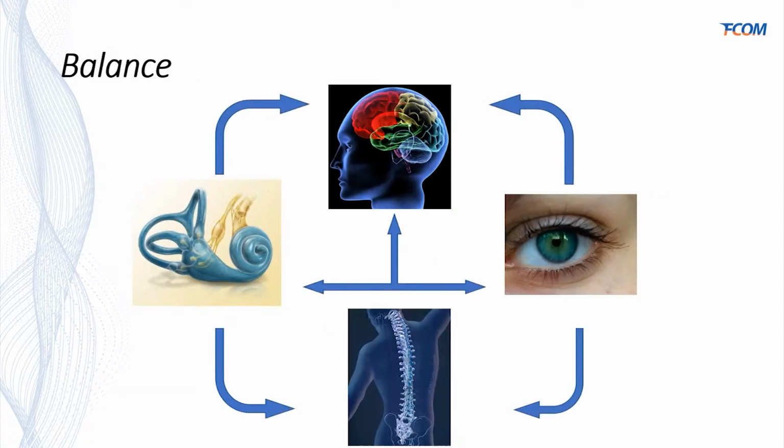Balance is not a single organ process. It is a multi-organ process that involves the brain coordinating signals from the ear, from the eye, circulation, touch, all of these impulses being processed in the brain. If even one of these is off, it can cause dizziness.